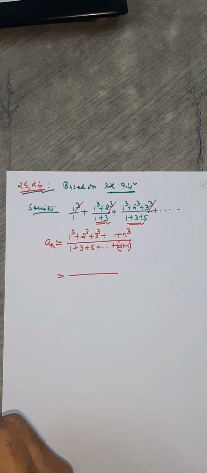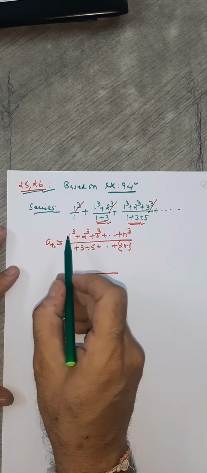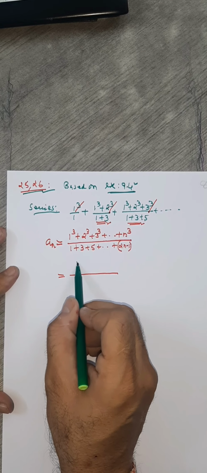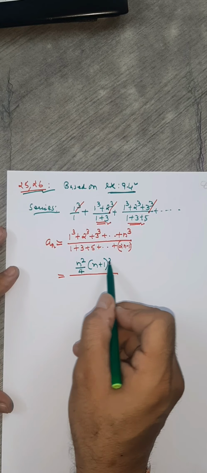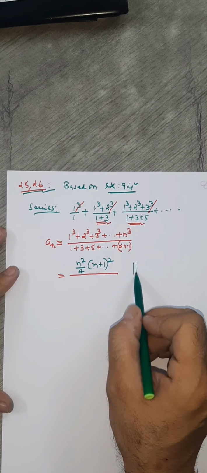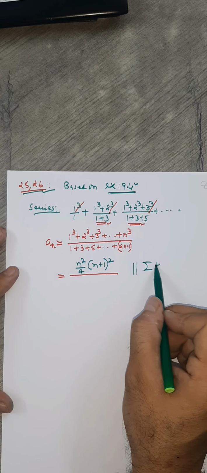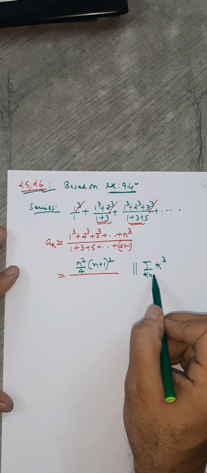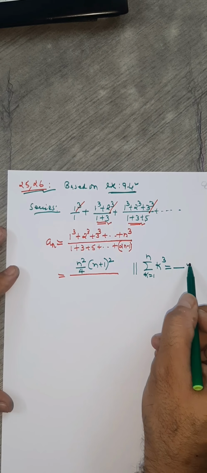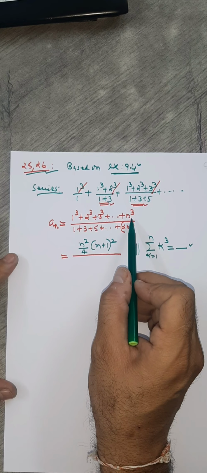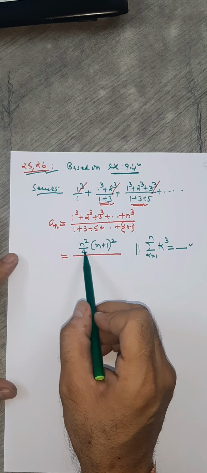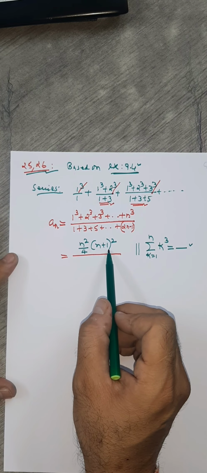How will we simplify? You know, the numerator is that sigma n cube formula. What is that? n square by 4 into n plus 1 the whole square. It is the sum of k cube where k runs from 1 to n. We have used it in the earlier example. Sum of the cubes of the first n numbers: n square by 4, n plus 1 whole square.